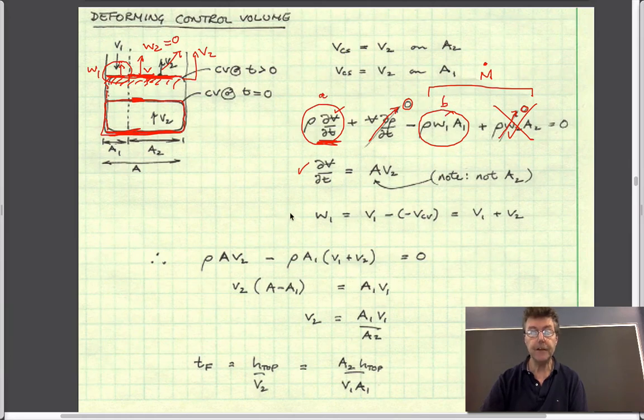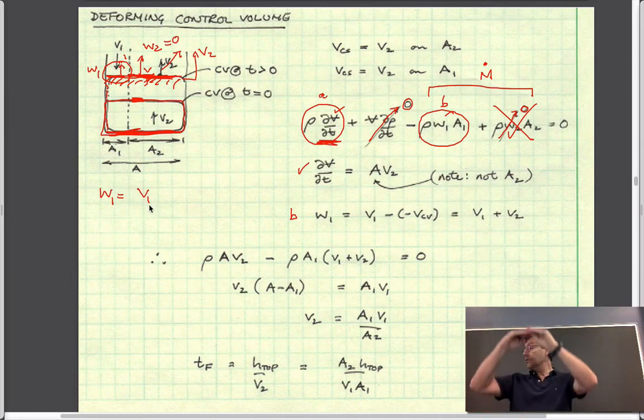Term B we have to figure out exactly what it is. So what is the relative velocity of the fluid across here? Well, this surface is going up at V1. Water is coming in, V2. So the relative velocity v1 has to equal the velocity of the water that comes across the surface. It's just coming into it.